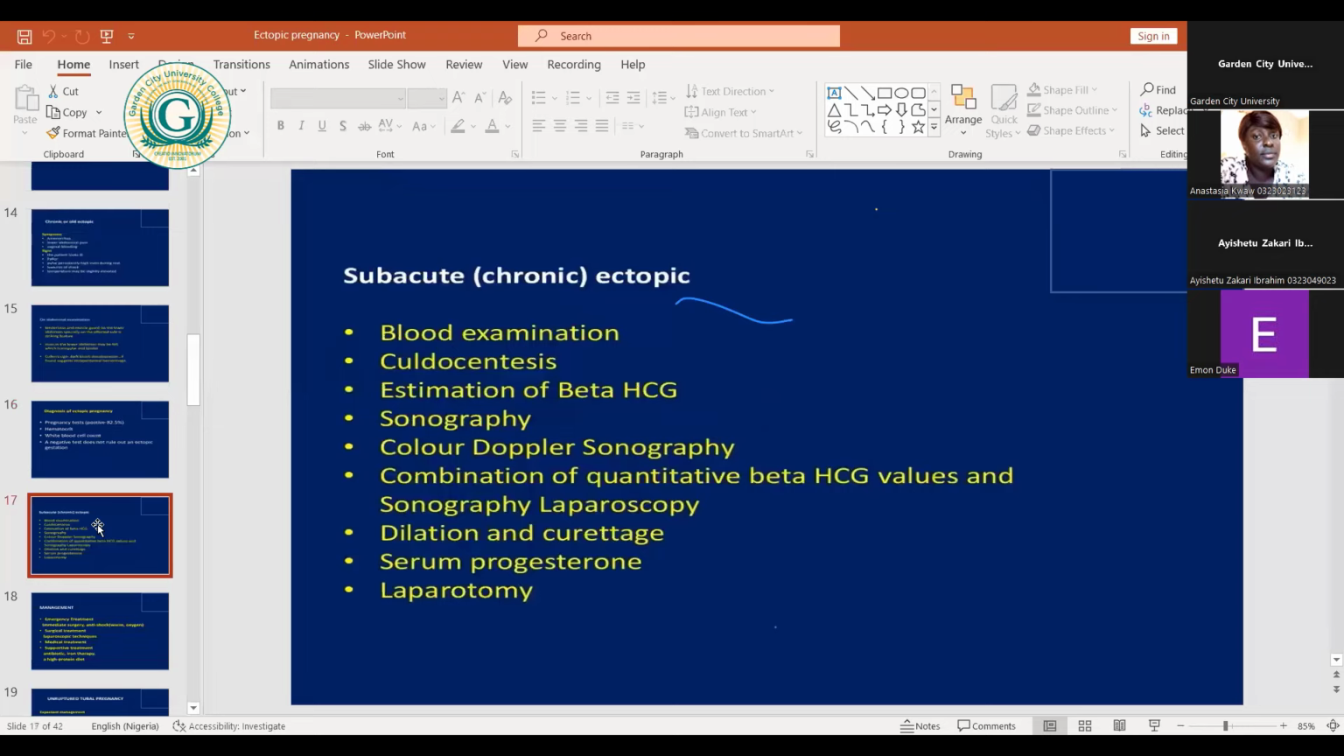And then subacute ectopic pregnancy is still chronic. You have to do a blood examination. You have to do culdocentesis. It has to be done. You test the beta HCG. Sonography has to be done. Color Doppler sonography also must be done to confirm. Then a combination of quantitative beta HCG.